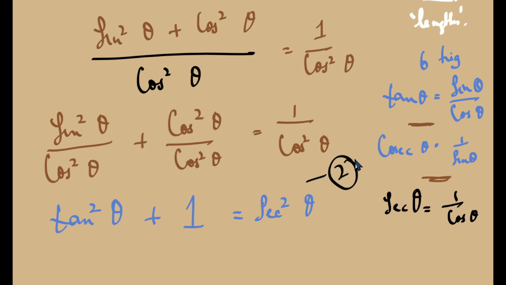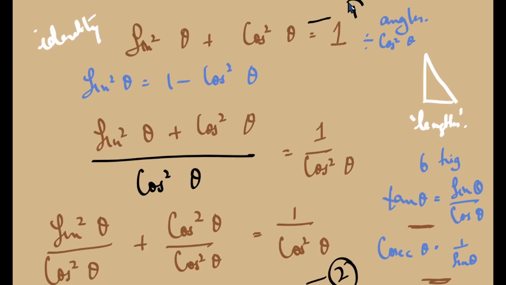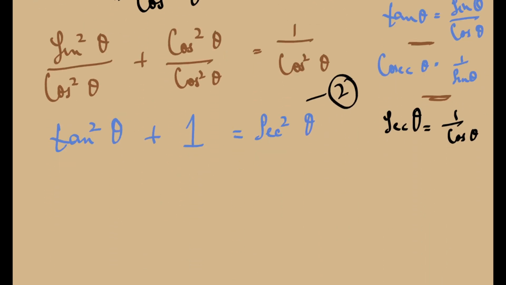Let me call this identity number 2, and the first one is identity number 1. So 2 has been arrived at by dividing identity 1 by cos theta. So let us just divide it by sine theta and see what happens. Let me rewrite my first identity again. Sine squared theta plus cos squared theta is equal to 1.